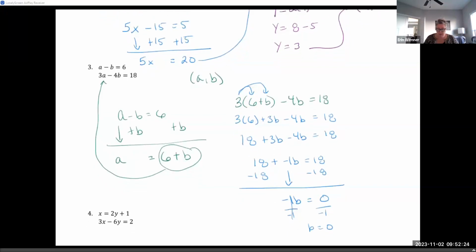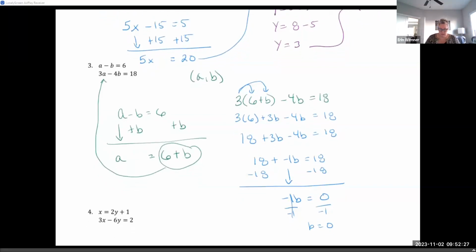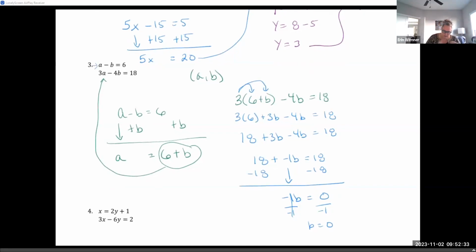Now, when we look at where we're going to substitute the 0 in, we actually have 3 equation options. I can substitute it in here, or in this equation. And the reason why I like that last one, that A equals 6 plus B, is because I'm solving for A, and I already have A isolated. So I'm going to take this B equals 0 and plug it in here. And so I get A equals 6 plus 0. Therefore, A equals 6. So my solution is the point 6, 0.